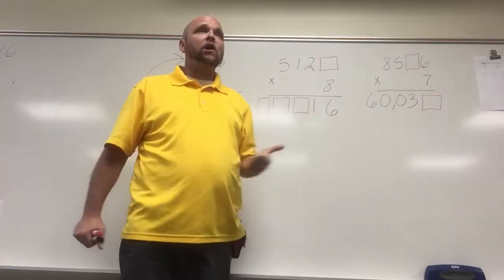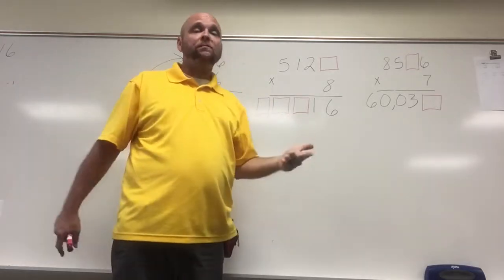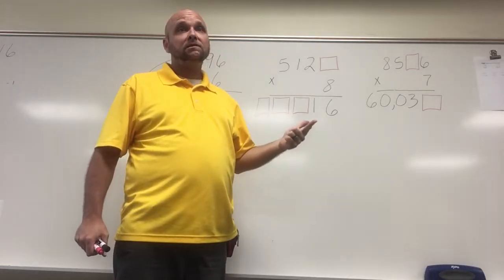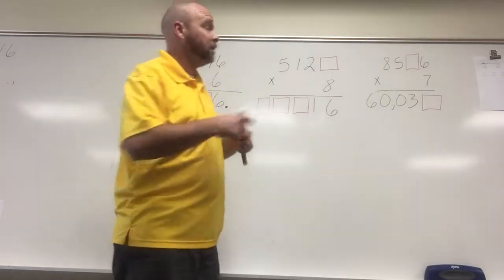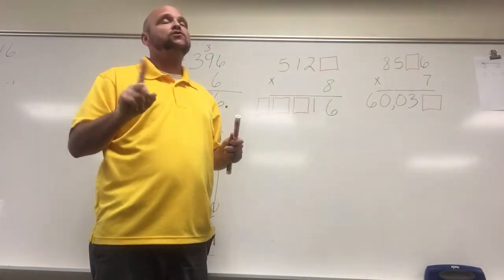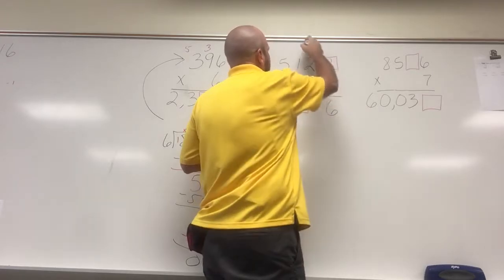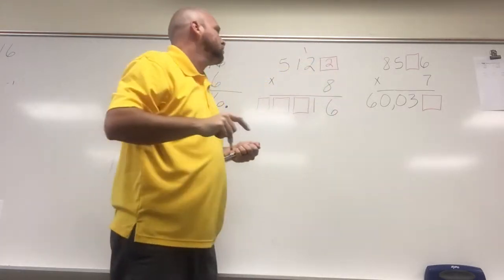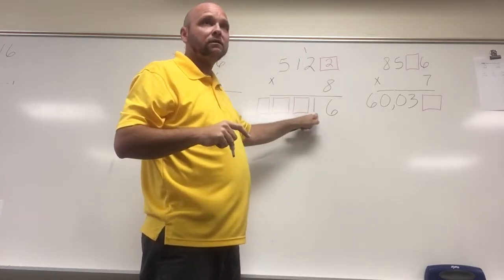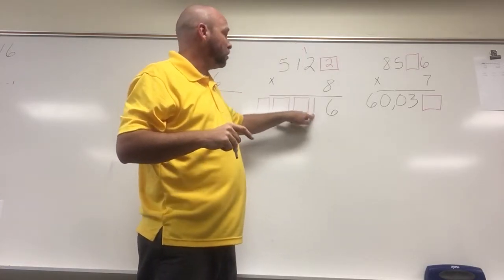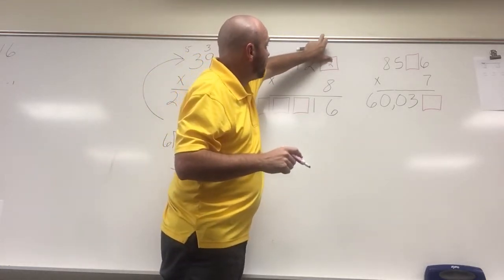So does 8 times 1 give me a 6 in the ones place? No, it gives me an 8. Does 8 times 2 give me a 6 in the ones place? Yes, because that equals 16. So let's try it. This doesn't guarantee it's right. We're going to put our 2 here. 2 times 8 is 16. Carry the 1. What's 8 times 2? 16, plus 1. So does this work? No, because I'd have to have a 7 here, and I have a 1 there. So 2 is not it.